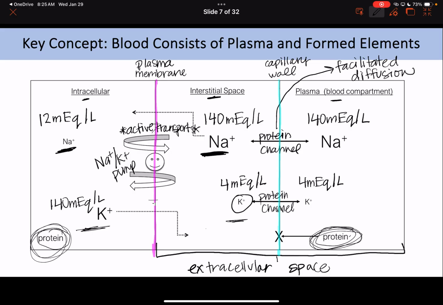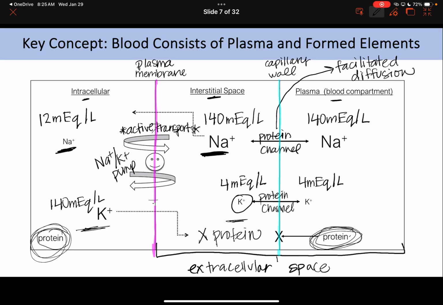but in the interstitial space, no protein. Proteins are much too large to fit through the plasma membrane, much too large to fit through a capillary. And so our interstitial space is going to have very little to no protein, and it should be that way. If we were to have protein in our interstitial space, then it would attract water to those spaces, causing swelling in the body. So we do not want protein in our interstitial space. That is one difference between our interstitial fluid and blood plasma.